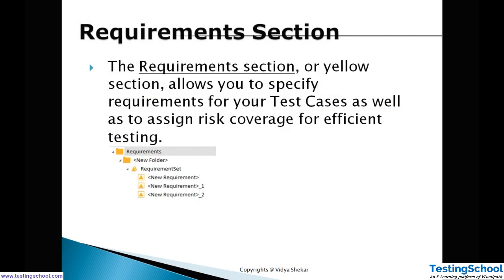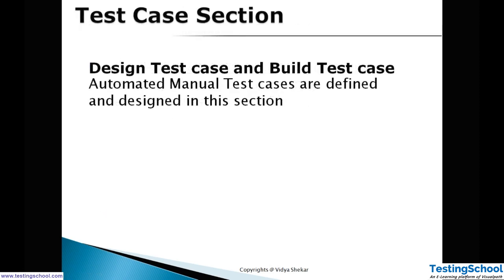So what happens in the requirement section? Basically, the requirement section is where the BA writes the requirements, and all the requirements can be captured there. This image focuses on the requirement section. The test design section is where you create your test cases. You can create both manual test cases as well as automation test cases in one single repository.